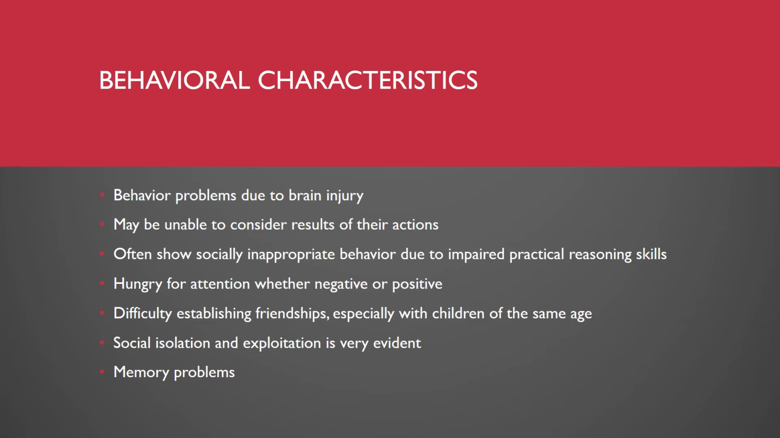Because they are very outgoing socially, they often show socially inappropriate behavior due to their impaired practical reasoning skills. As a result, they may not be able to consider the results of their actions. Children with fetal alcohol syndrome can be easily influenced by others because they're very trusting. They have a very trusting nature, they are eager to please, and they can be randomly attracted to strangers. Again, as I said previously, it's very important to note that both social isolation and exploitation are very evident with children who are diagnosed with fetal alcohol syndrome.